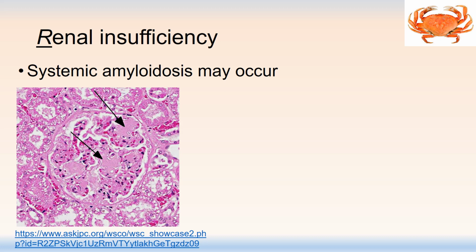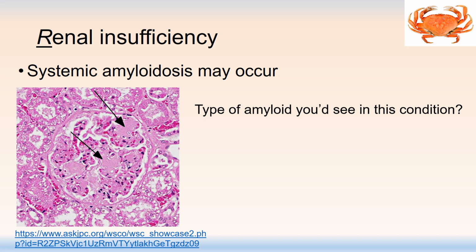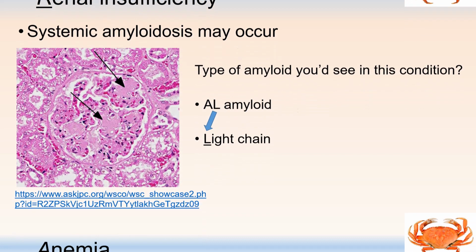Now, for those of you who are remembering your amyloid really well, you might remember that there are multiple types of amyloid. So what type of amyloid would you see in this condition, in this myeloma condition? It's AL amyloid. Why AL? Well, the L stands for something. Can you guess what it is? Light chain. So AL is light chain amyloid. That's why this is the amyloid that occurs in association with myeloma.